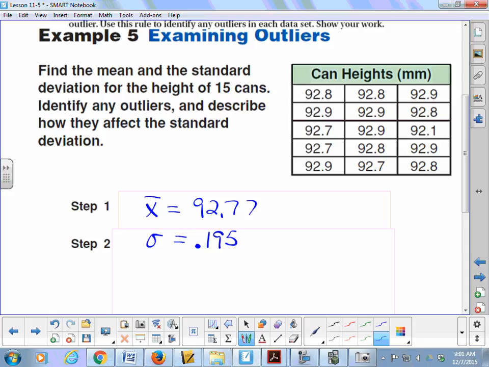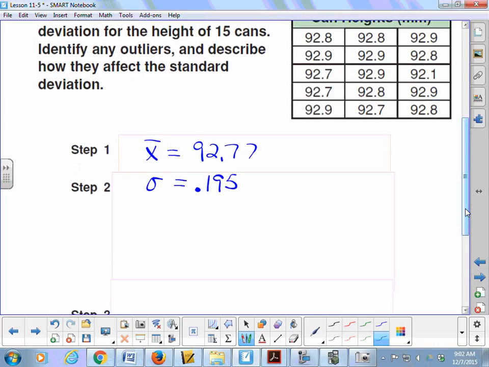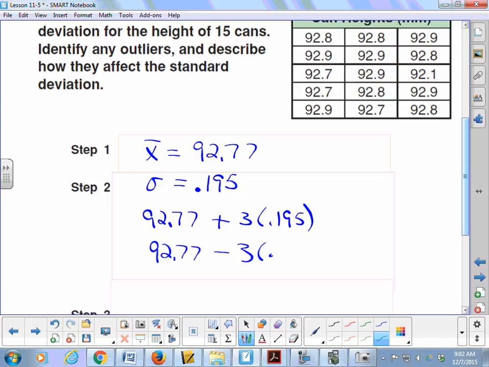So what we're going to do then is take 92.77 and add 3 times 0.195. That would be our upper limit for an outlier. And take 92.77 minus 3 times 0.195. And that would be our lower boundary for outliers. Because that's the number that we use. 3 standard deviations is the number that we set for that.